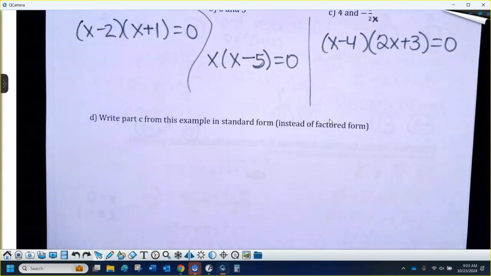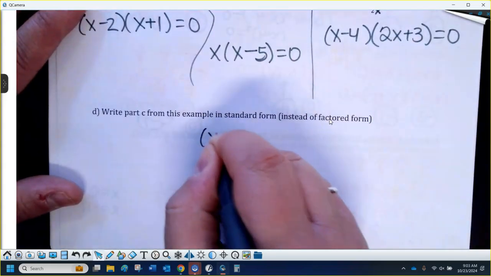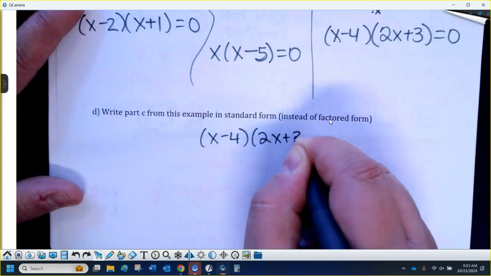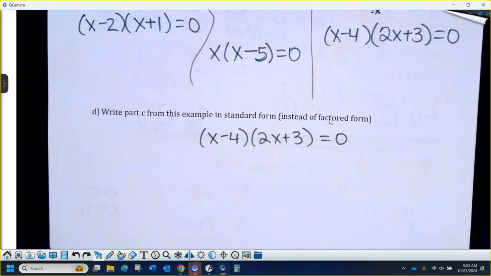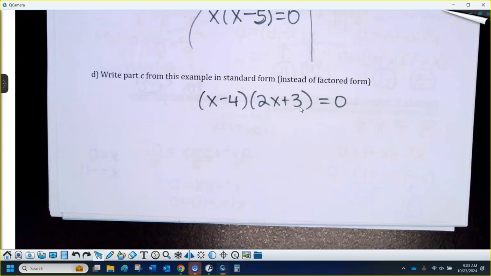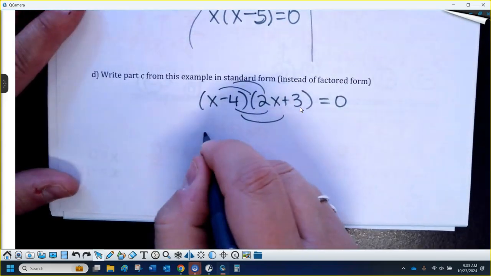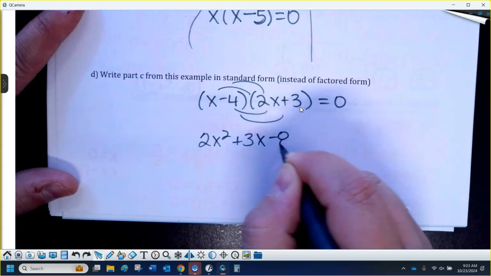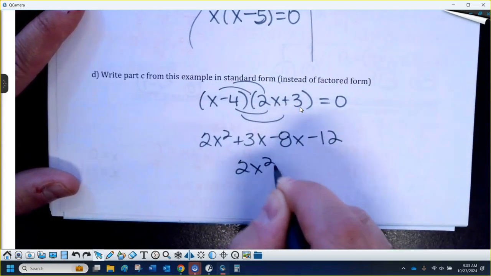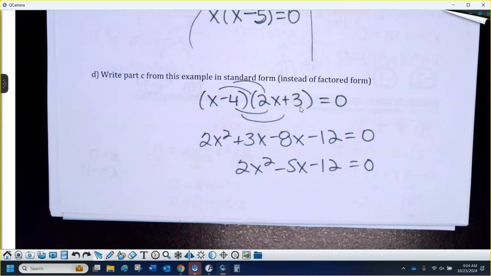Okay, now all this says in the last question is write the example from part C in standard form instead of factored form. So if I know this is the factored form, how would I write that in standard form? Like, what would you do to it? How would I change that from factored form to standard form? Multiply the 2. Thank you for raising your hand, Liam. That's so awesome. You're just going to like FOIL or box. That's all it means. All right, so you get 2x squared plus 3x minus 8x minus 12. So 2x squared minus 5x minus 12. So I just ask you to do that for that one question. But if you have factored form, to get standard form, you're just going to do like a FOIL or box. Just multiply it out.